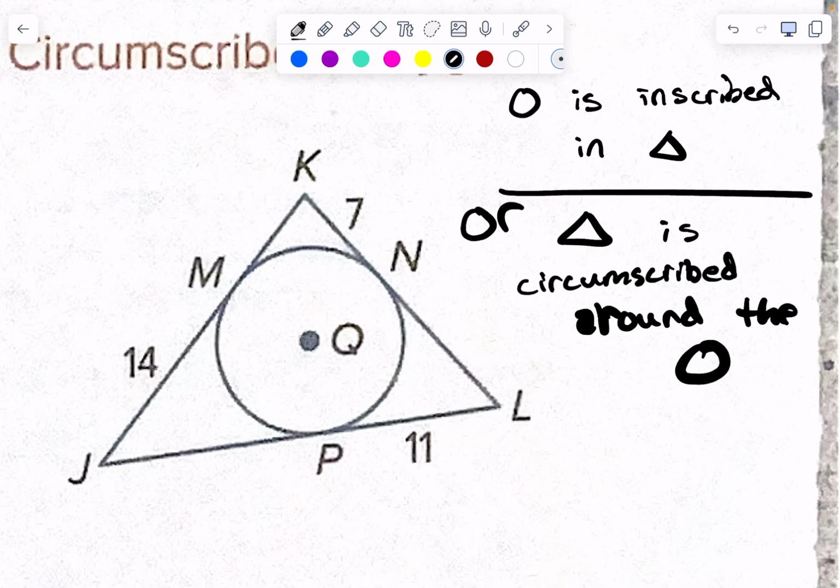I feel like that would only make sense if the circle was around the triangle. Why is that? Yeah, in circumscribed, you think it should be circles, right? Like the circles. Yeah.